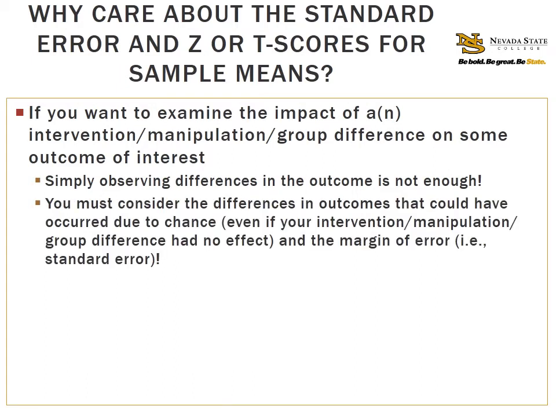So you have to consider the differences in outcomes that could have occurred due to chance, the standard error, right? You have to compare that actual difference to the difference that you would have seen even if your intervention, manipulation, or group difference, your independent variable, had no effect on your dependent variable. So you have to compare that to the margin of error or the standard error. So you would ask yourself in our example, does the improvement in feedback evaluation ratings for trainees exceed the standard error? Or is this a rare sample mean among all possible sample means that could have occurred just due to random chance, even if the training had no effect?